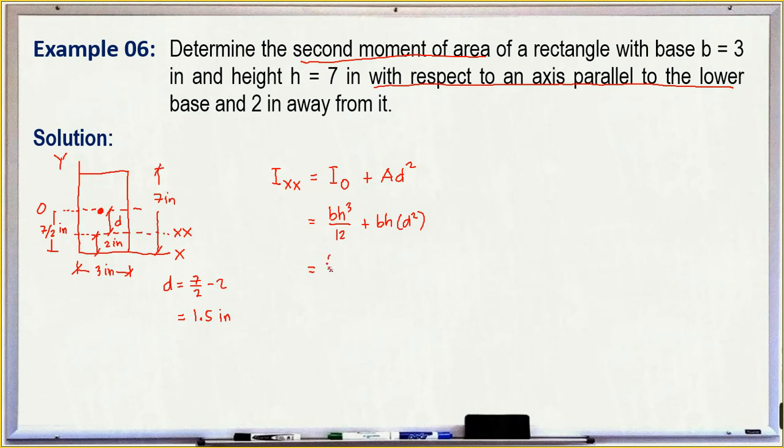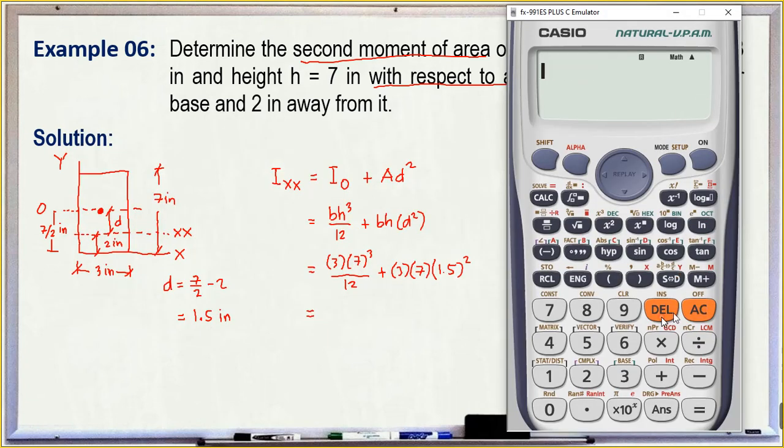So we plug in the values. The base is 3 inches. The height is 7 inches. So 3 times 7 cubed divided by 12 plus the base, this one is 3 inches, the height is 7, the distance is 1.5 then squared. So when we solve it, we have 3 times 7 cubed divided by 12 and then plus 3 times 7 times 1.5 squared.